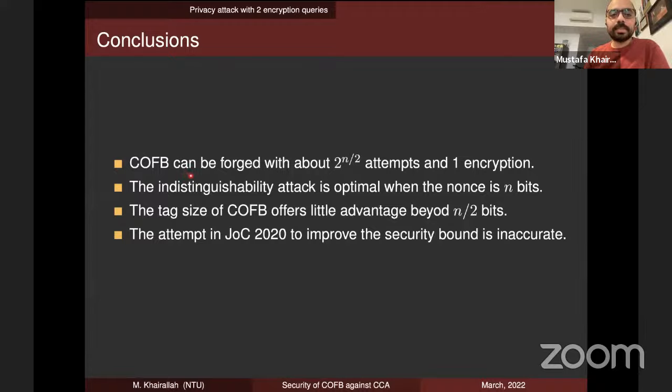To sum up, COFB can be forged with 2^(n/2) forgery attempts and one encryption. The indistinguishability attack we proposed is optimal when the nonce is n-bit, which is the case for GIFT-COFB. The tag size of COFB offers little advantage over n/2 bits, so we can probably safely reduce the tag size to n/2 bits without changing the security so much. Unfortunately, the attempt to improve the security bound is not correct.